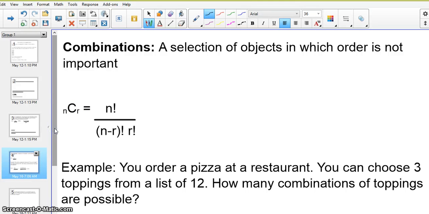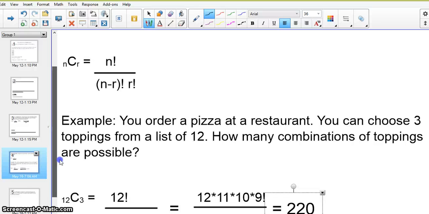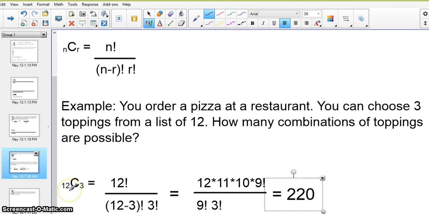So here's an example. You order a pizza at a restaurant. You can choose 3 toppings from a list of 12. So again, this is a combination because the order doesn't matter. You're just throwing the toppings on the pizza. So how many combinations are possible? We're just going to plug in 12 is our n. That's our total. 3 is the smaller group. So we just plug them right into the formula.